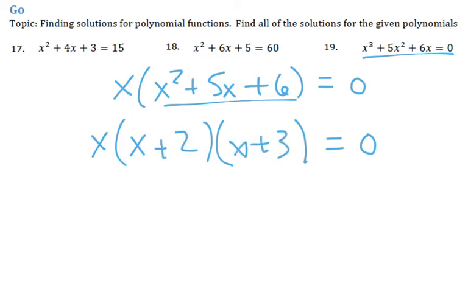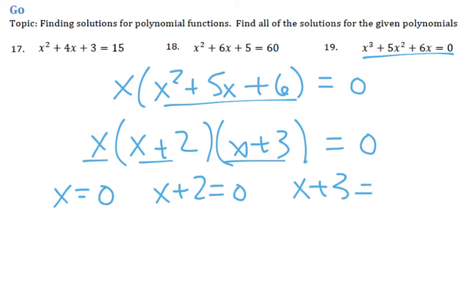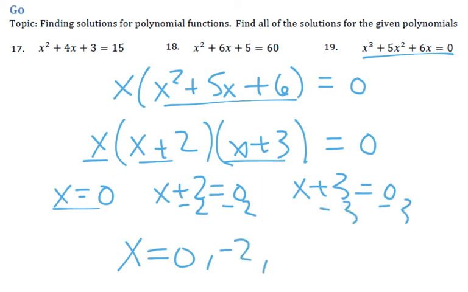So we can, each one of these set equal to 0 on its own, and then solve. So x would equal 0, because we can't do anything to that. Subtract 2, negative 2, subtract 3, and negative 3.